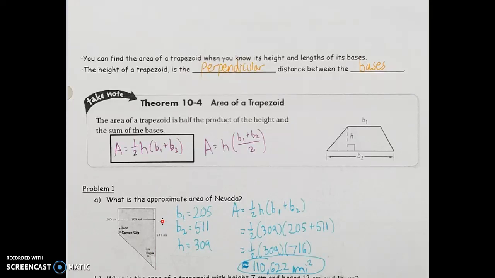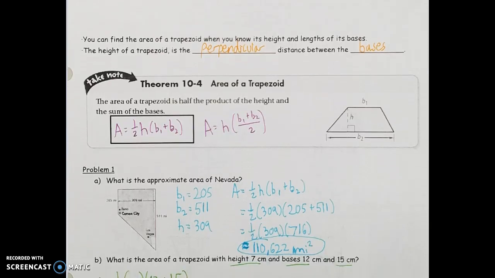If I'm looking for a height, again, height doesn't always have to go up and down. As long as I'm going perpendicular from one base to the other, that'll be a height. So the height here would be 309. So if I just take those three measurements and plug them into my formula, 1/2 times the height times the sum of my bases, I should be able to simplify that and end up with 110,622 square miles, which should be pretty close to our area of Nevada if we look that up.